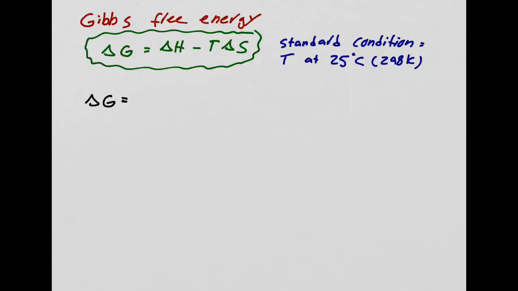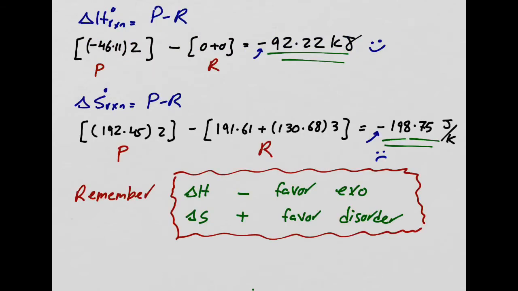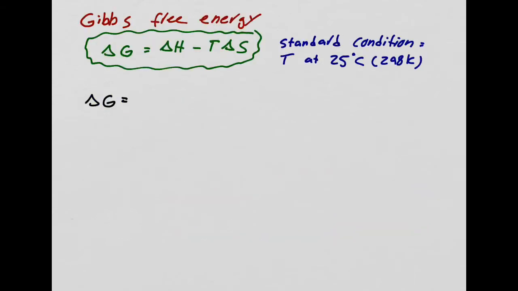Now, here's the thing. You have to make sure that the units are the same. You can use both joules or both kilojoules, but they have to be the same. Here I have kilojoules and here I have joules. Pick one. Convert the kilojoules to joules, or convert the joules to kilojoules. It doesn't matter which one as long as they match. I'm going to convert it to joules.